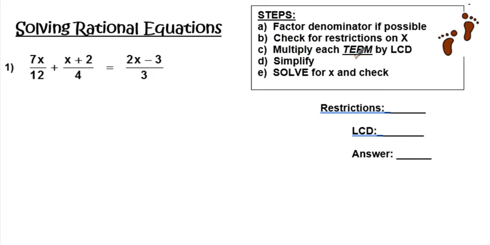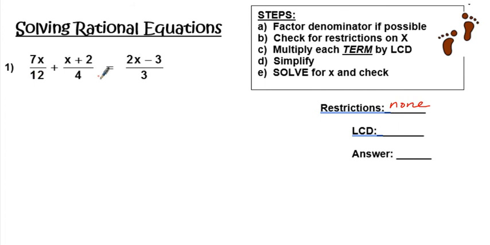And then we need to find an LCD. We need to find a lowest common denominator, get every term, every expression up to that LCD, and then solve for x. So let's see what we mean by this. First and foremost, restrictions. We don't have any here. There's no x's in the denominator that could possibly cause a division by zero. So we don't have any restrictions.